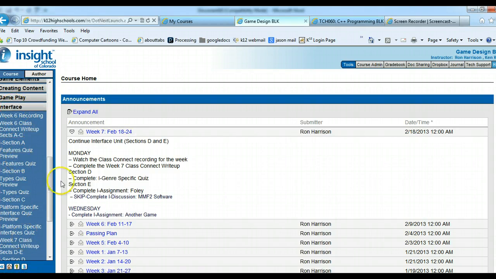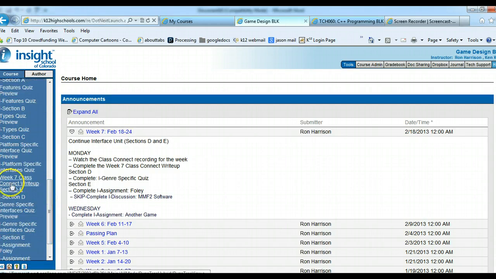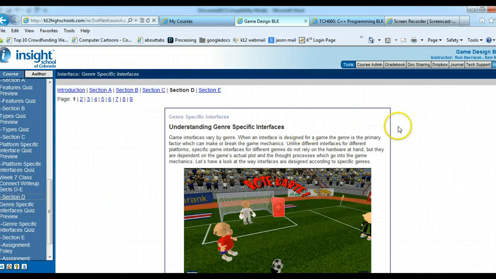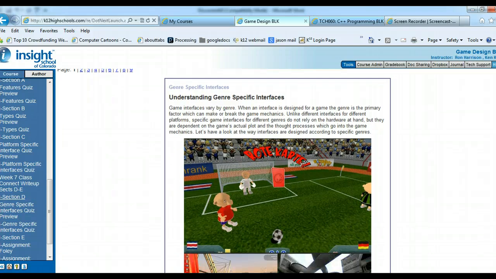So here we are in the interface unit. Here's section D. So we're going to look at genre-specific interfaces. So this would be interfaces that are geared towards the type of games that you play. And we've learned about genre already, like sports, third-person shooter, puzzle, those types of genre. But they all have different interfaces, don't they?